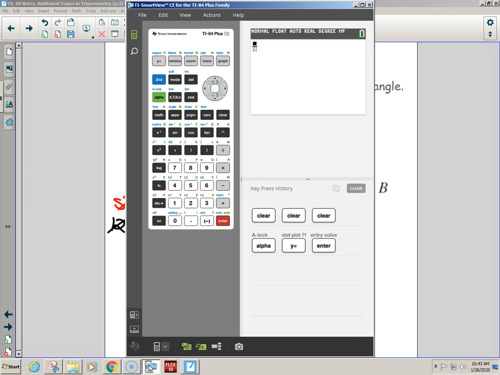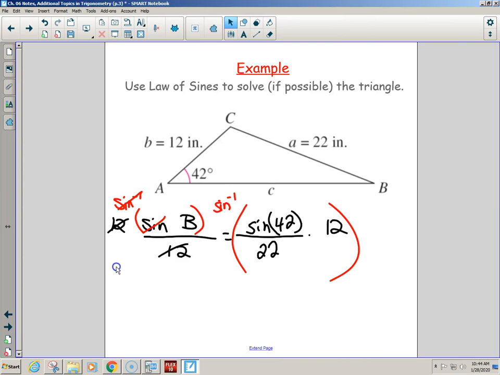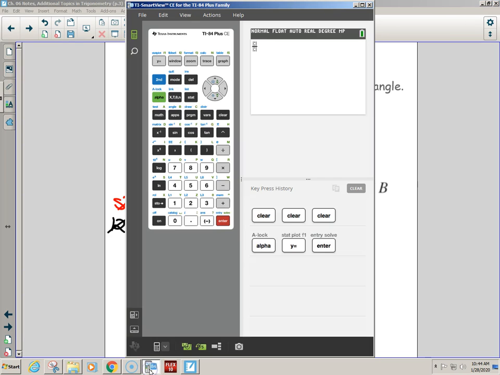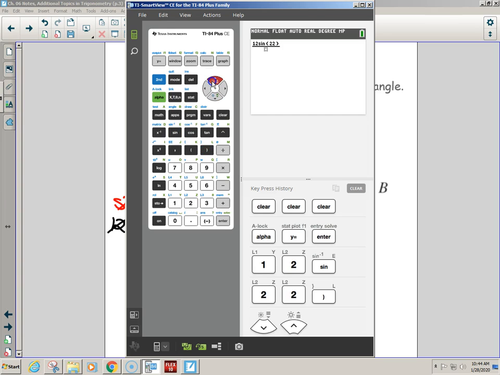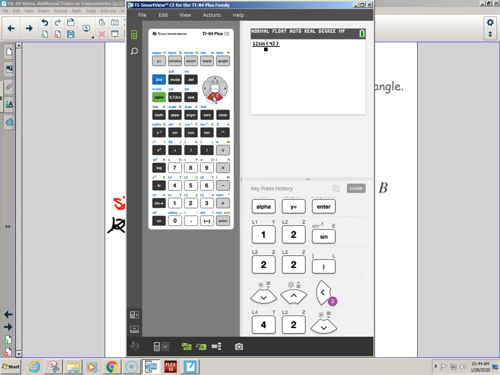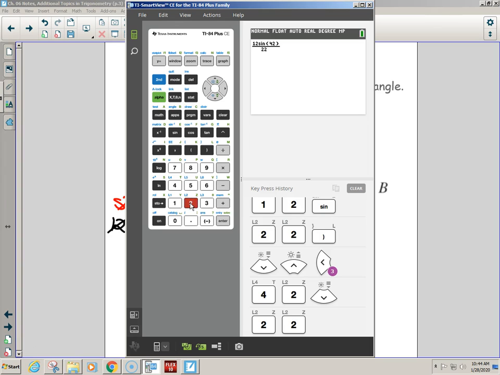Now, what if you had typed everything in, because you had multiplied the 12 to the other side? So you had 12 sine 42 over 22. Maybe you even did the really nifty notation. That's sine of 42, right? And what if you then realized, man, I should have done the sine inverse. How can you put it in?